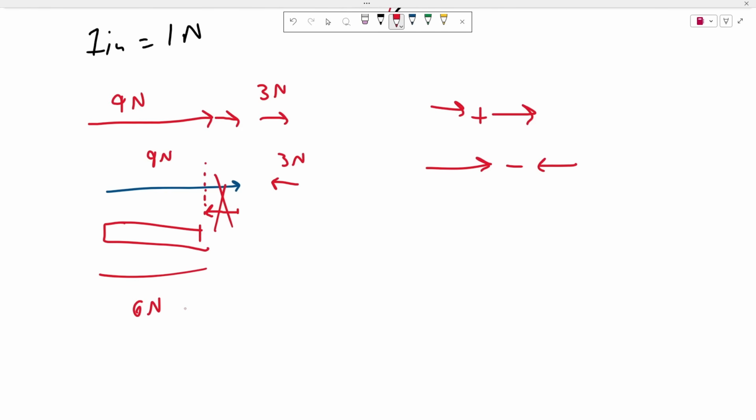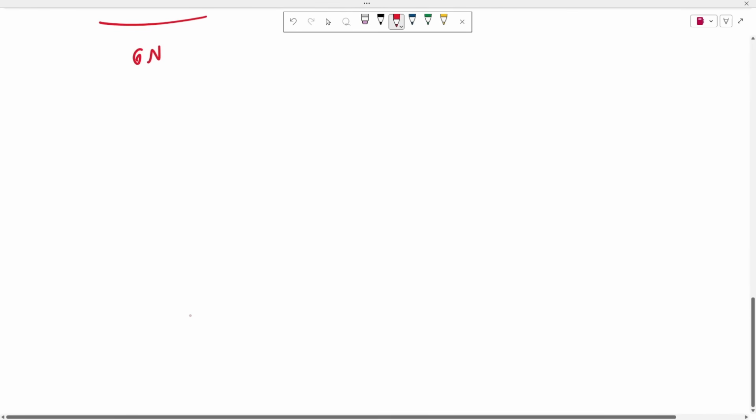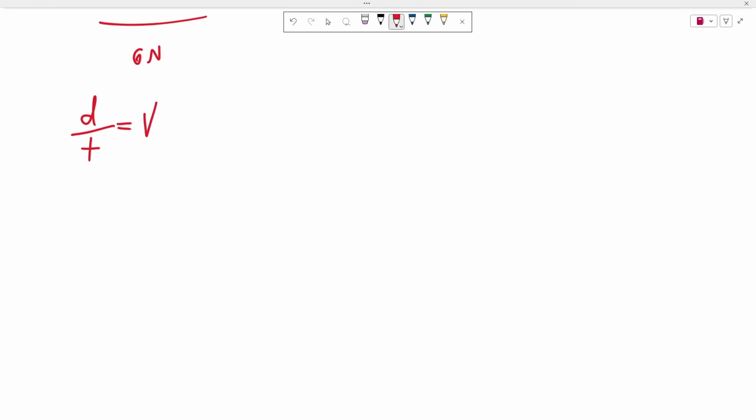Okay, so we're going to go ahead and talk about motion. Motion talks about distance over time, D over T. That's going to give you your velocity. And your velocity is essentially how quickly you're moving in a specific direction. There are two types of graphs that can come out of this relationship. The first type of graph is one that gives you distance versus time.